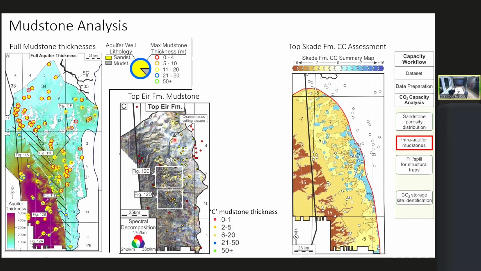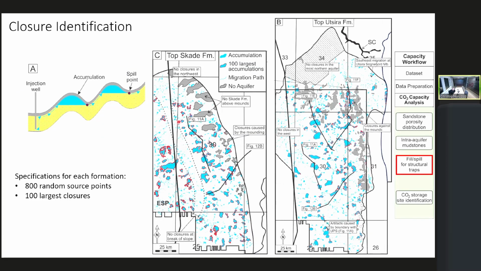Moving on to the closure analysis, we only identified closures underneath the mudstones that we said could be barriers to flow. So that's only underneath the top Skade formation mudstone and, obviously, underneath the mudstone at the top of the aquifer.